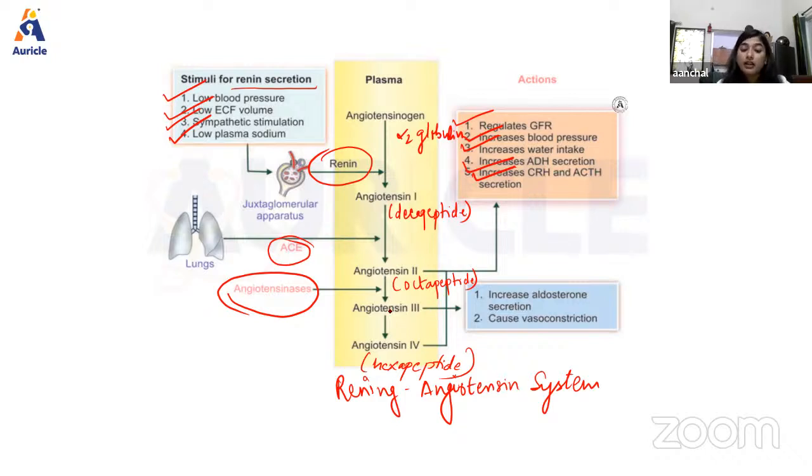Now, last, we have angiotensin 3. As we have seen, this hormone is responsible for increasing the secretion of aldosterone and also causes vasoconstriction. So this is all about the RAS system. I hope this is very helpful to the students.